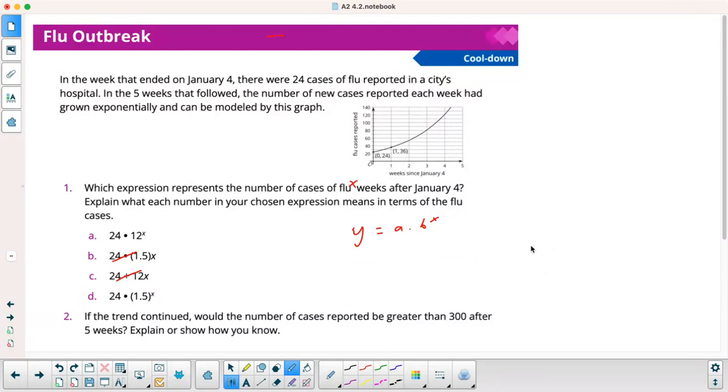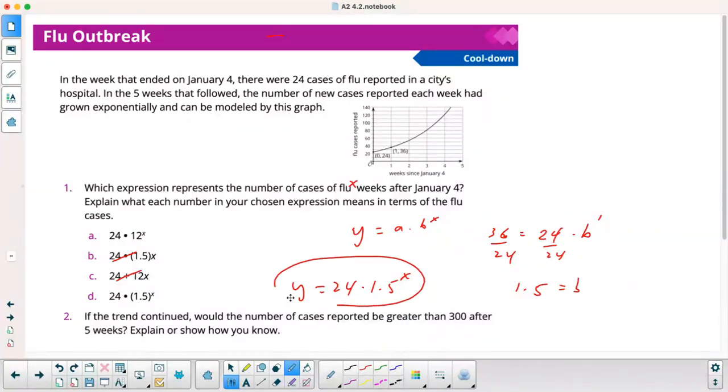If I wanted to figure out what it was being multiplied by, 24 times b to the first power, because this is 1 for x here. So I'm just going to say b to the first equals 36. I could now solve for b, actually, because this is b to the first. So if I just divide by 24, I get 1.5 equals b. So that actually works right there. 24 times 1.5 to the x power right there. So that would be D.